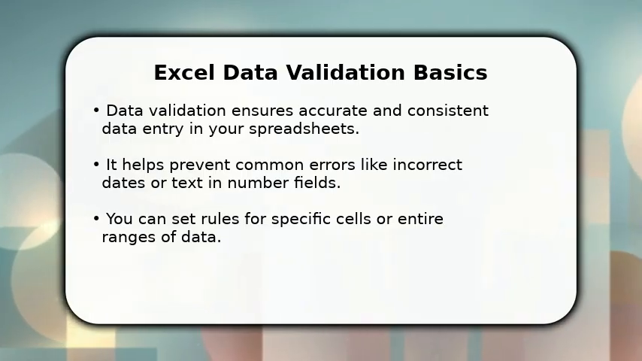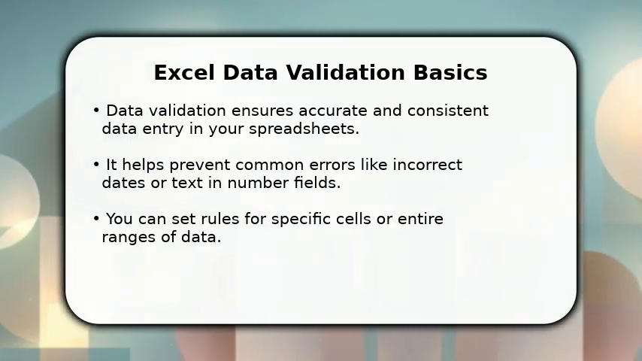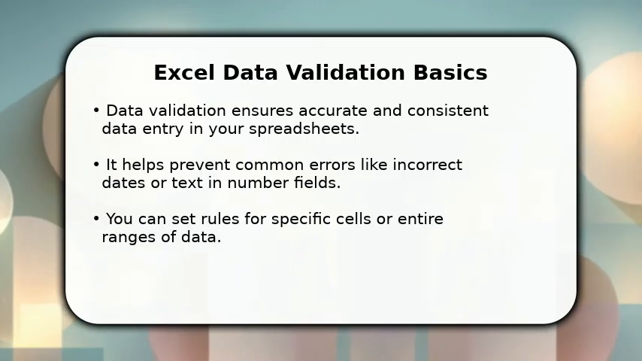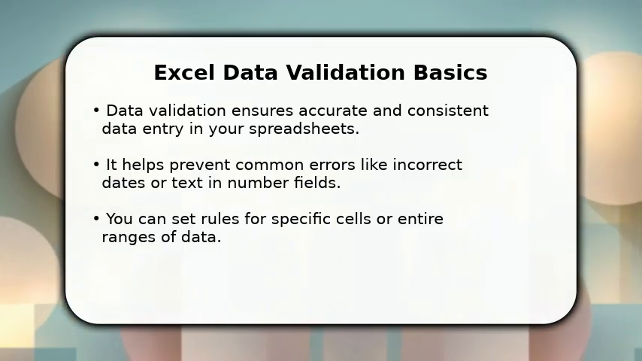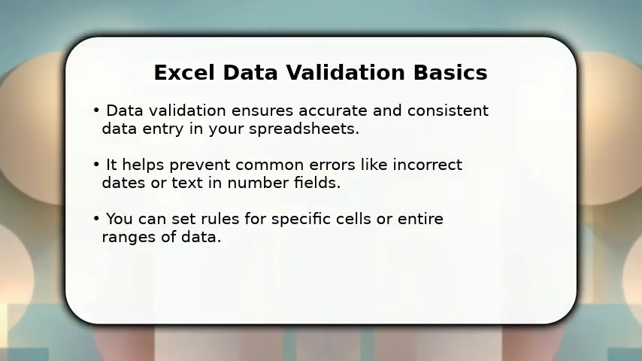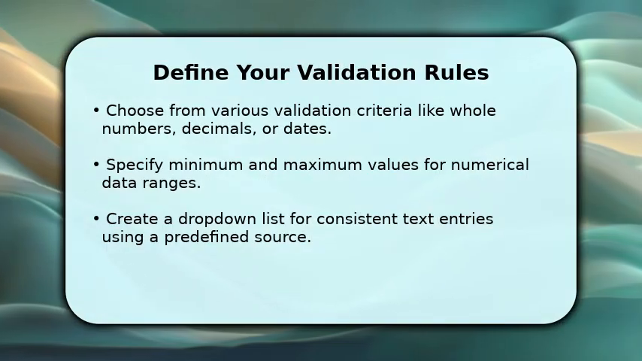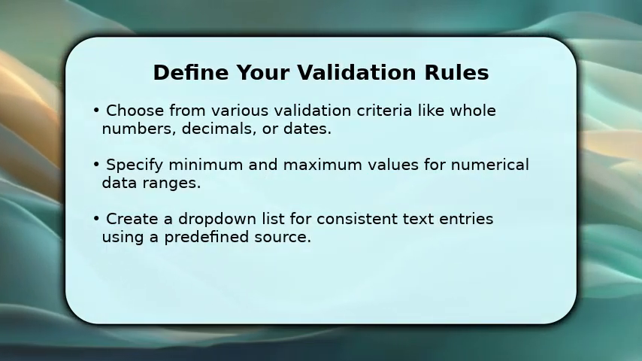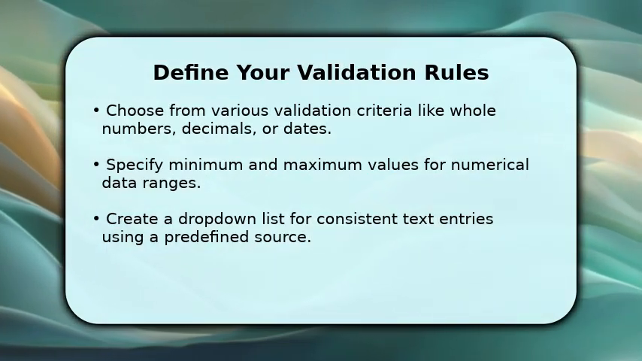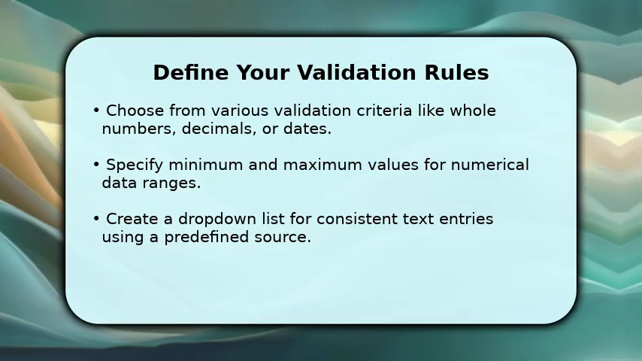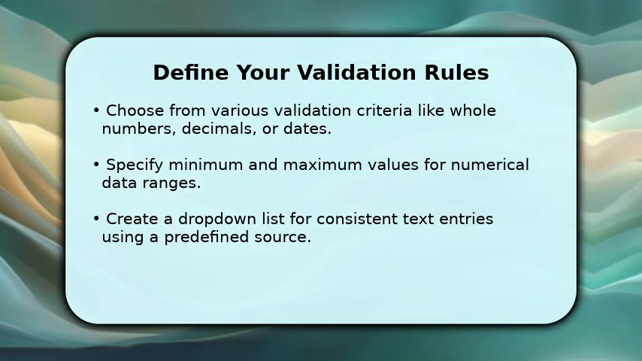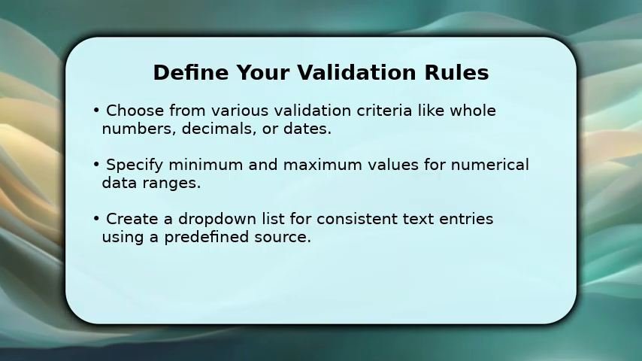This initial step is crucial for setting up a robust data entry system, ensuring your spreadsheets remain clean and reliable from the start. Once the data validation dialog box is open, you'll see three tabs: Settings, Input Message, and Error Alert. Under Settings, choose your validation criteria from the Allow drop-down.